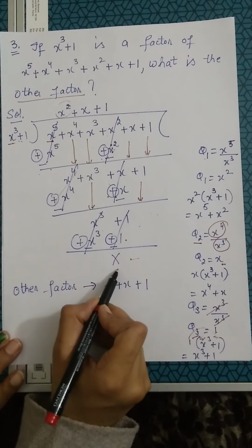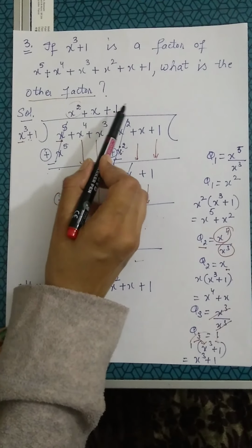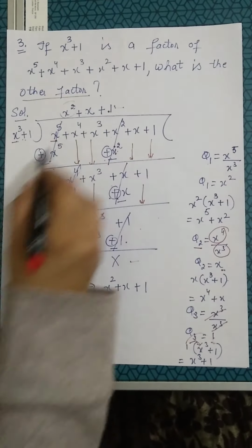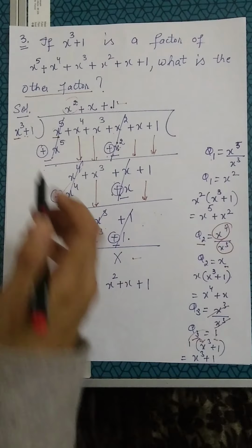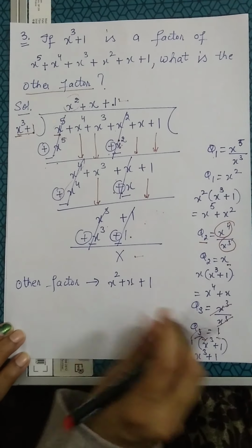Now since we get 0 as a remainder, this shows that the quotient which I've got eventually becomes the factor of the expression which is given to us. So one factor is x cube plus 1. Another factor is x square plus x plus 1.